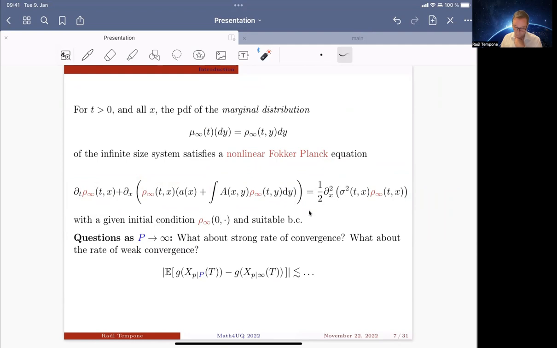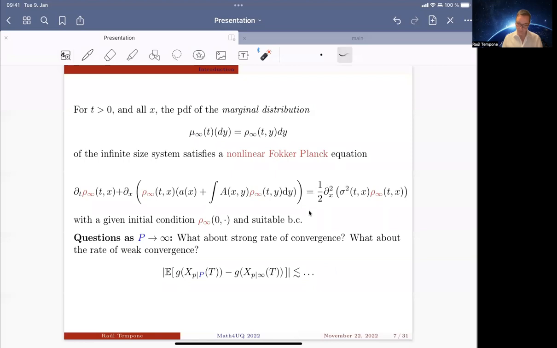Following the particle system. So what are the questions that one would like to address? Essentially, like I told you, what happens when the size of the coupled system, or we call the interacting particle system of size P, goes to infinity? Do we have a limit? What is the strong rate of convergence, for example, in LP, in probability? And what about the weak rate of convergence, right? So given a sufficiently smooth observable here, we compare the expected value of some particle at a system of size P and some particle at a system of size infinity. And of course, when we go through the things, we will see that this is going to be 1 over P, right, given enough regularity.